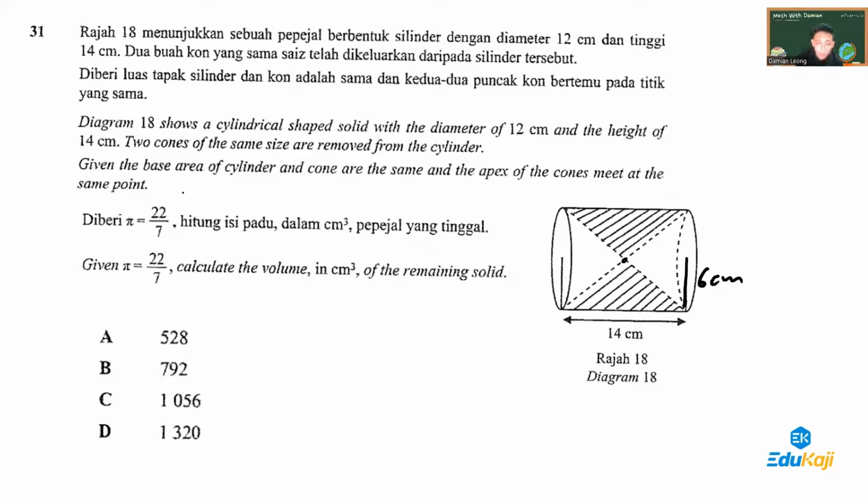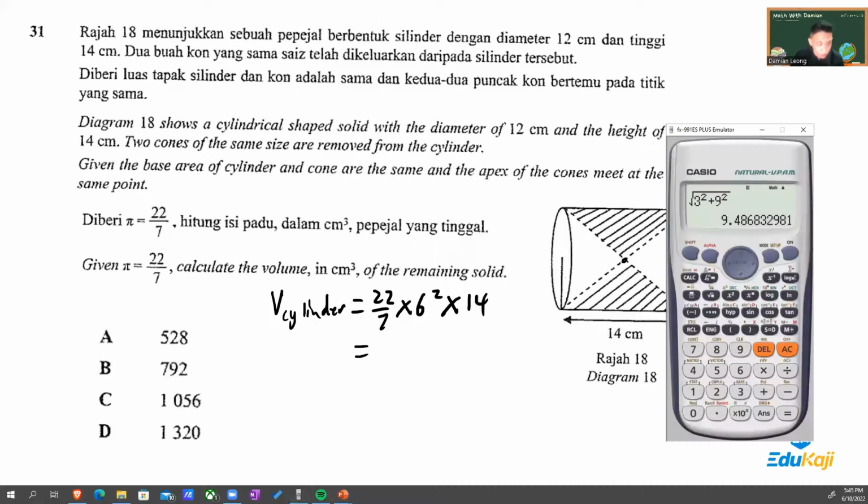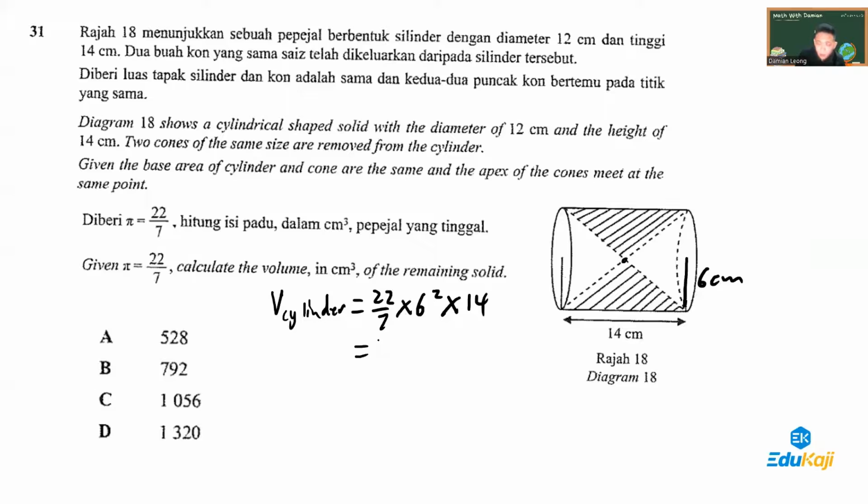So I want to find the volume of the remaining solid. So volume of the cylinder first. Cylinder is pi r square h, pi 22/7 times radius square, 6 square times height, 14. So 22/7 times 6 square times 14, I get 1584.